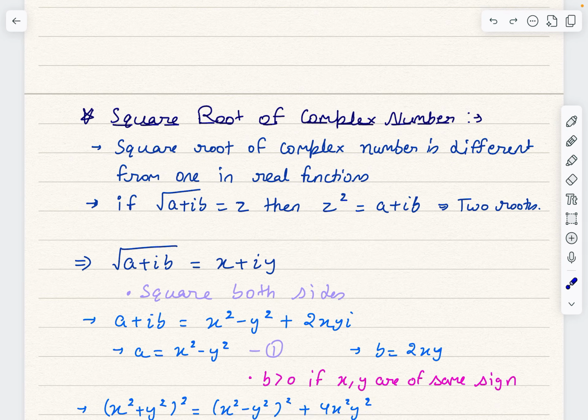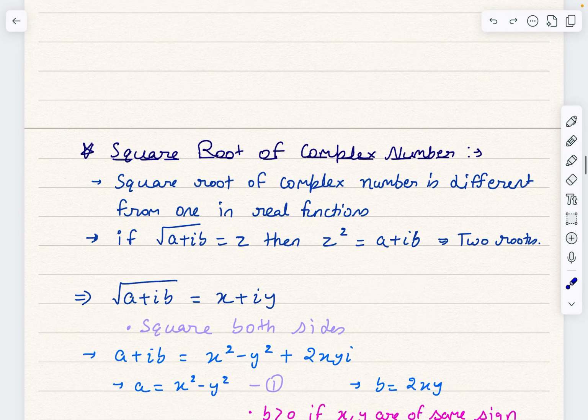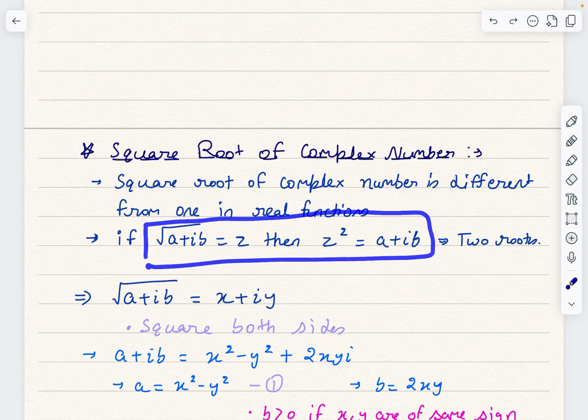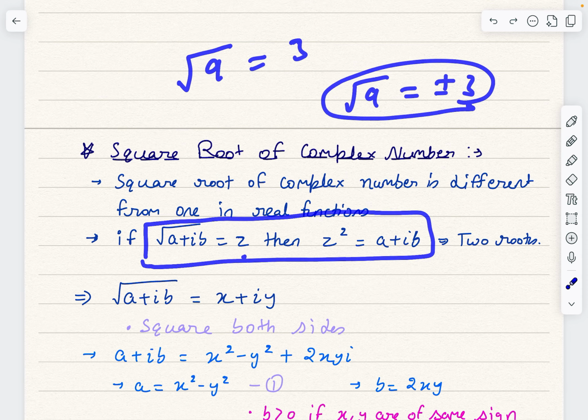Here, if I say the square root of a plus iota b is equal to z, it just simply means that if you do z square, you get a plus iota b. That's all. So if I say the square root of a plus iota b is z, that simply means z square will be a plus iota b. This is not applicable in real functions because there I say the square root of 9 equal to 3 only. If I use this definition, then the square root of 9 will be plus minus 3. Okay, that square root function for real numbers was different.